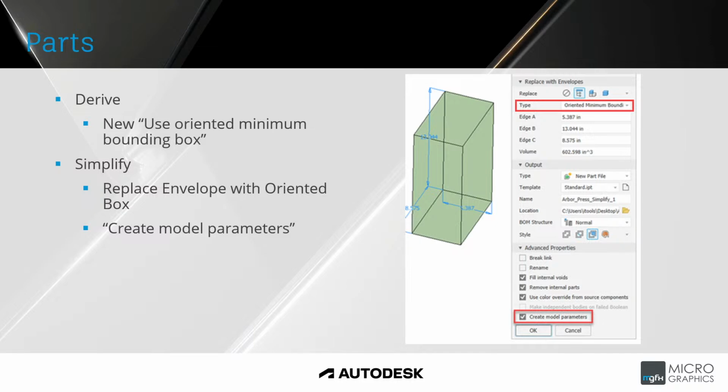If you select that option, you would then, under the advanced properties, get the create model parameters option that you can check or uncheck. With this checked, you will get 3 parameters, edge A, B, and C, and these are essentially the 3 edge lengths of that bounding box that is created. And so we'll see there that option on, on the right hand side, and you'll get the 3 parameters within the resulting simplified parts with those model parameters stored in there.